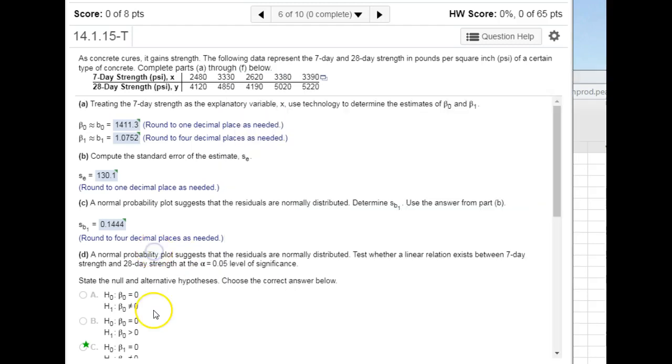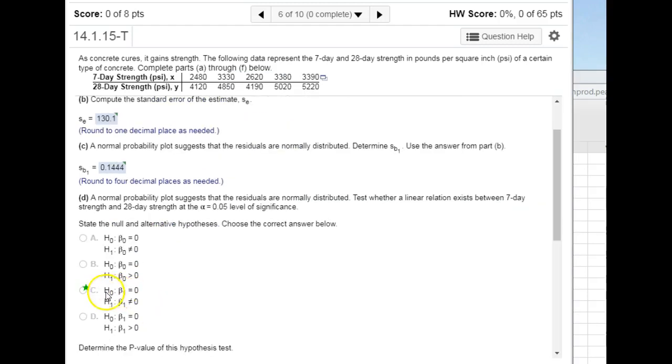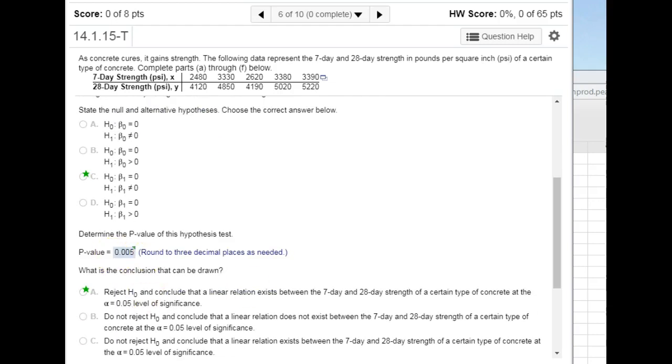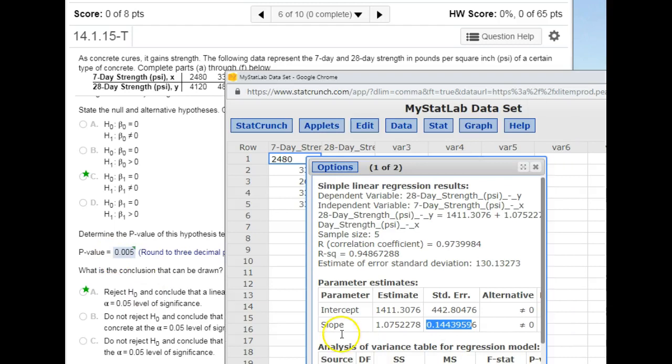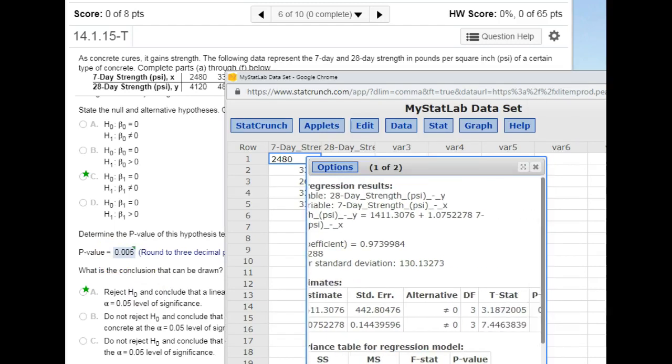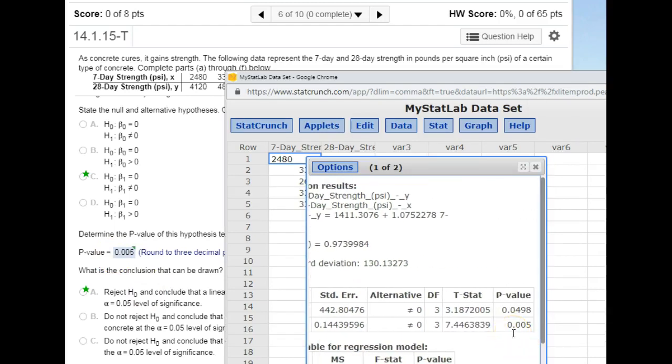And then your null and alternative, the null is going to be that there's no slope. The alternative is that there is some slope. Maybe it's positive, maybe it's negative, but it's just not 0. And we can find the p-value for that by staying on that slope line here in the table and going over to the p-value.